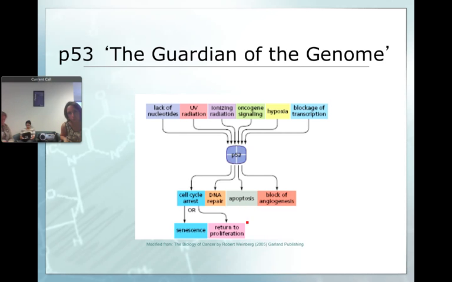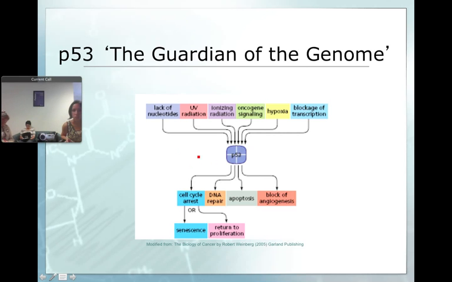So you're either going to block the cell, stop it from doing anything, or you're going to kill it. And p53 is also involved in inhibition of angiogenesis, something we'll talk about in a few weeks. Now, how does it make those decisions?